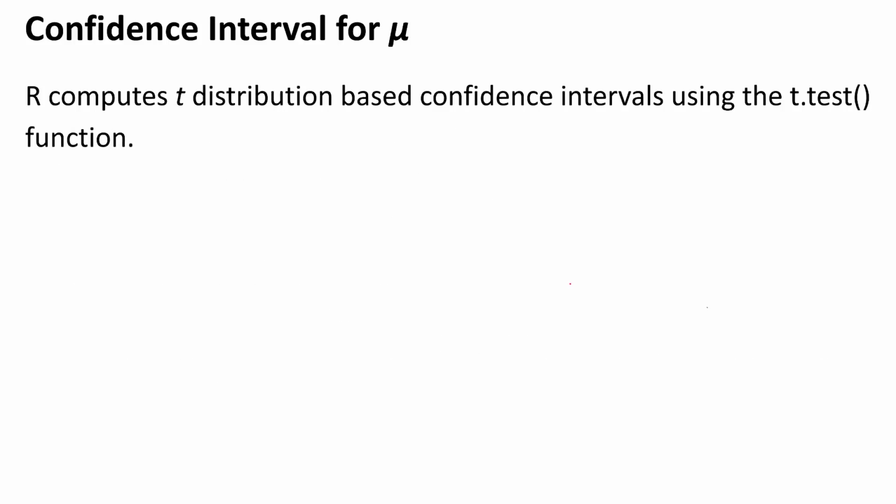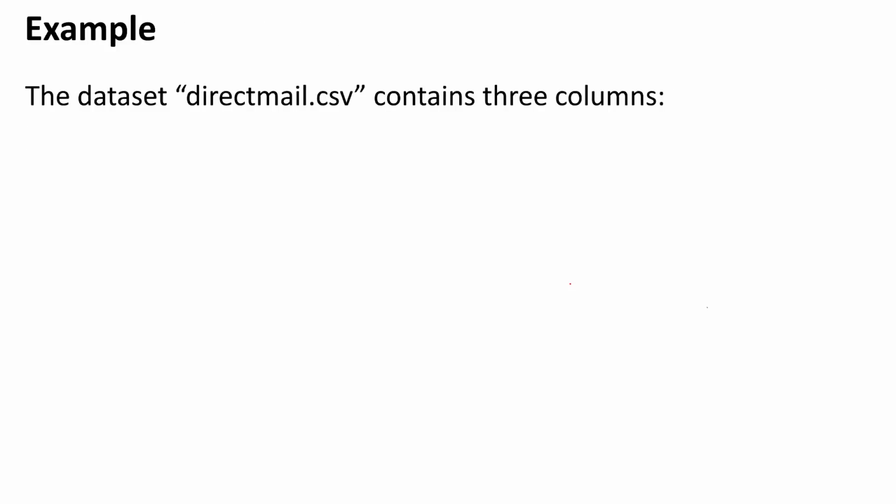All right, so R is going to compute our t-based confidence interval using the t.test function. Now the t.test function is going to give us output for a hypothesis test and a confidence interval all at once. We'll just be paying attention to the confidence interval output for now.